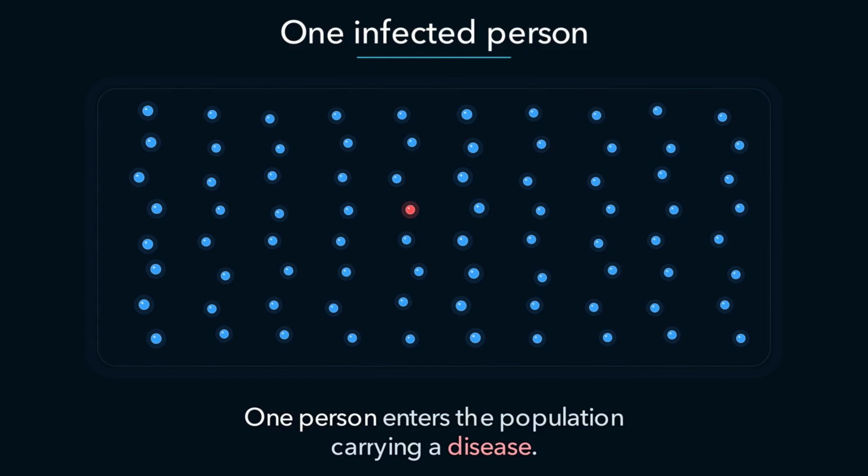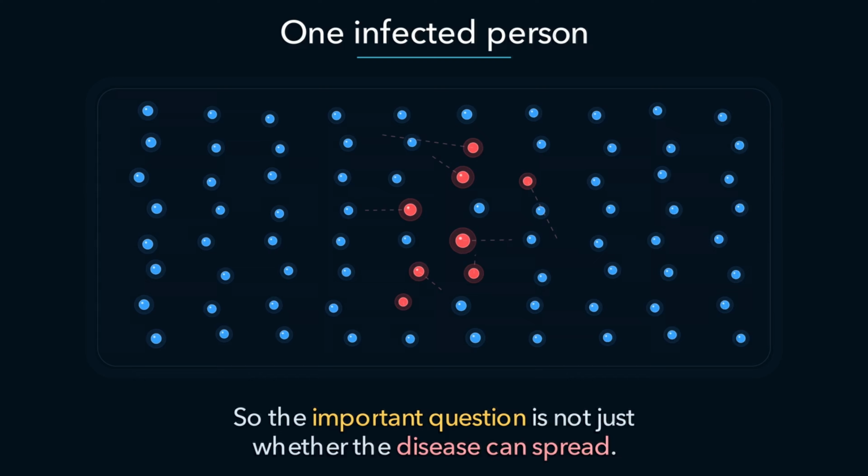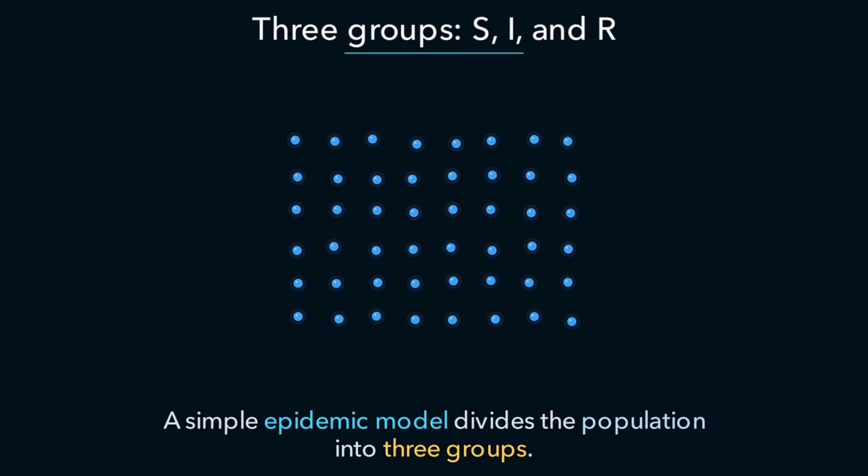At first, the numbers are small, but every new infected person creates another opportunity for the disease to spread. So the important question is not just whether the disease can spread, it is how quickly new infections are being created. A simple epidemic model divides the population into three groups.